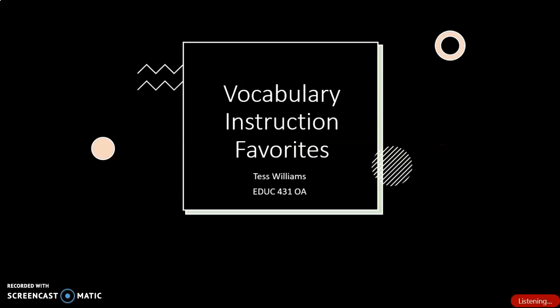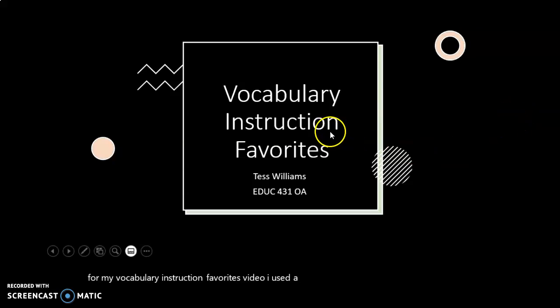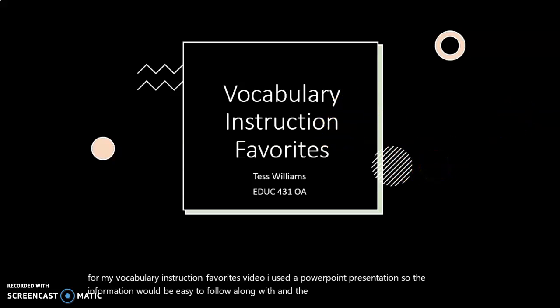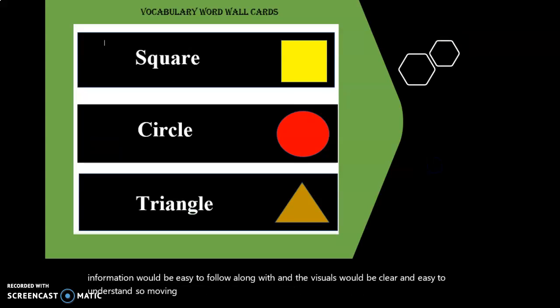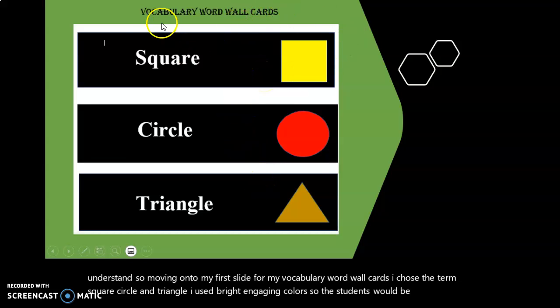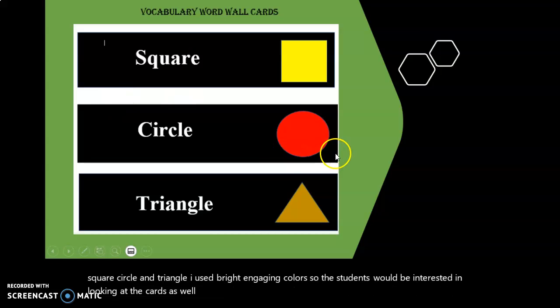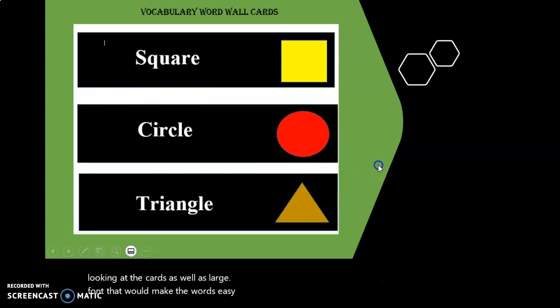For my vocabulary instruction favorites video, I used a PowerPoint presentation so the information would be easy to follow along with and the visuals would be clear and easy to understand. So moving on to my first slide, for my vocabulary word wall cards, I chose the terms square, circle, and triangle. I used bright, engaging colors so the students would be interested in looking at the cards, as well as large font that would make the words easy to read and understand.